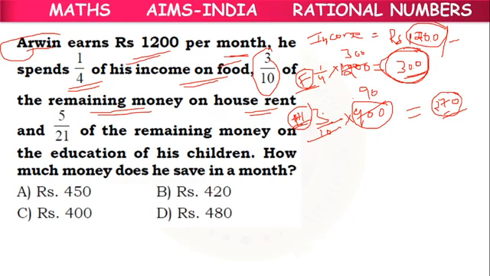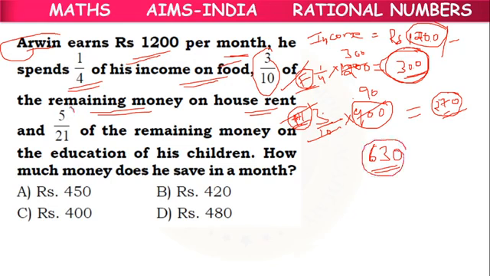But what is the remaining money? Already 300 he spent on food. Now 270 on house rent. From this 1200, we have to remove both. Or from 900, we have to remove this 270. So what will be remaining? 630. After spending on food and house rent, the remaining amount is 630.